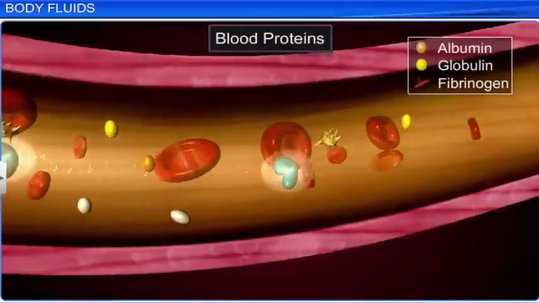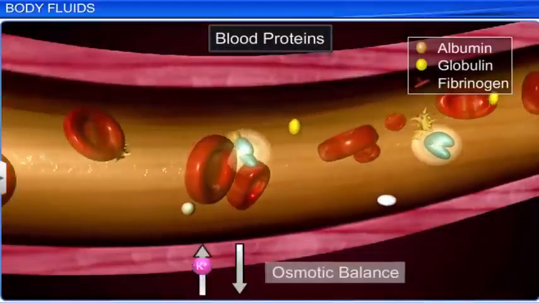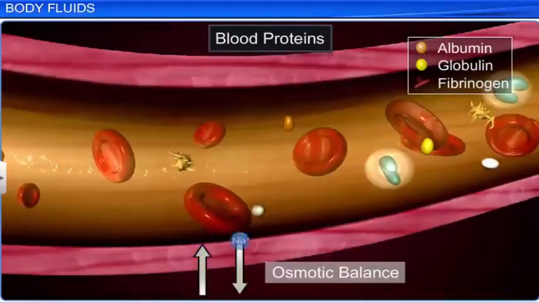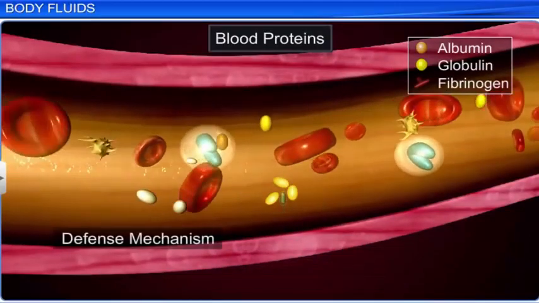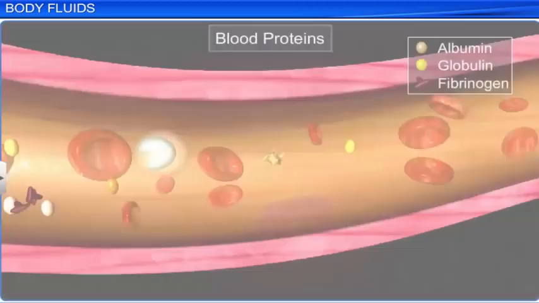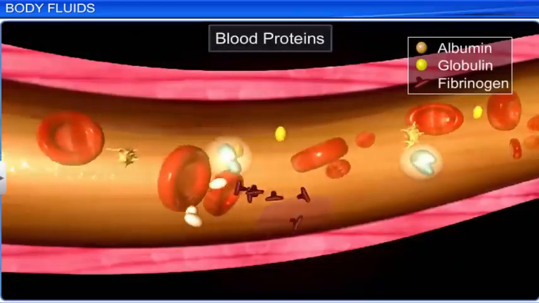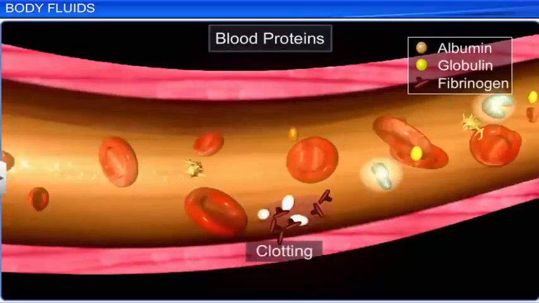For example, albumins maintain the osmotic balance by transporting minerals in and out of the blood. Globulins help in the body's defense mechanism, while fibrinogens are crucial for the clotting of blood.